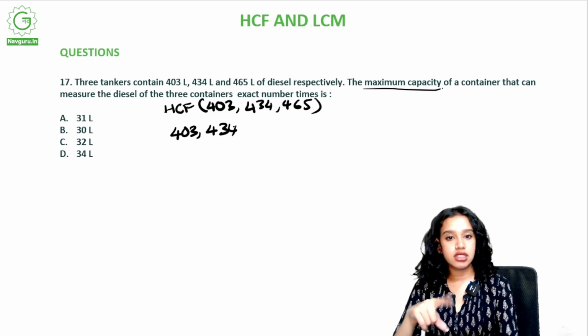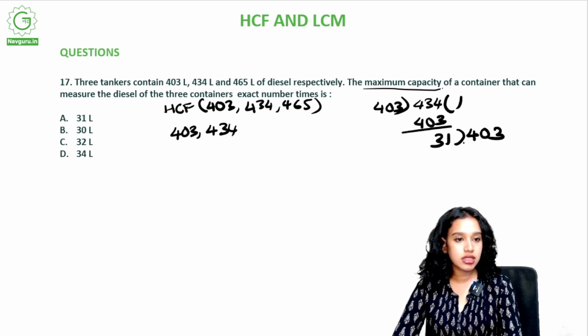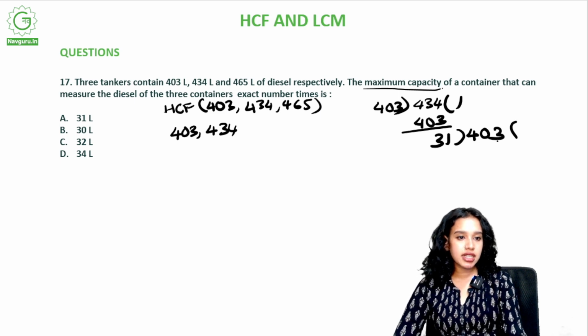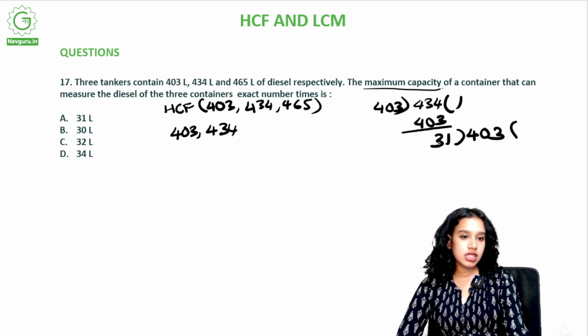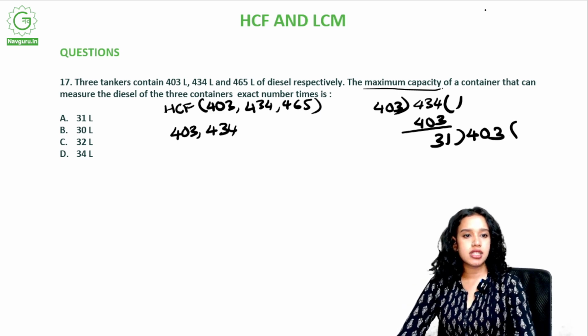So, let's find the HCF of 403 and 434. 434 is bigger and 403 would remain here. So, 1 times this would give us 403 and we'll get remainder 31 and we have 403 here. Now, the quotient would be greater than 10 anyway, because 31 into 10 is 310, which is lesser than 403.